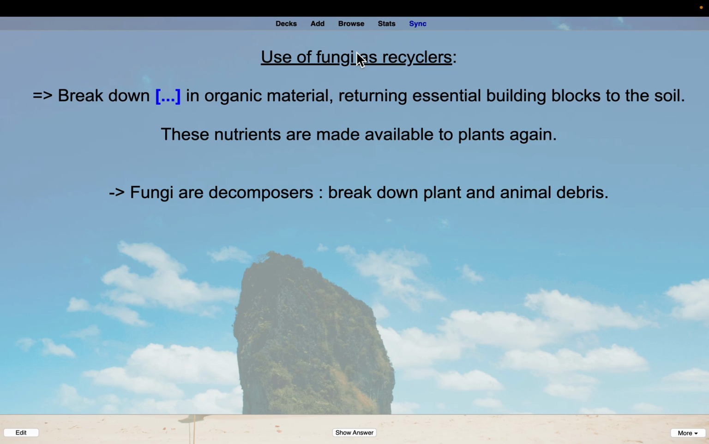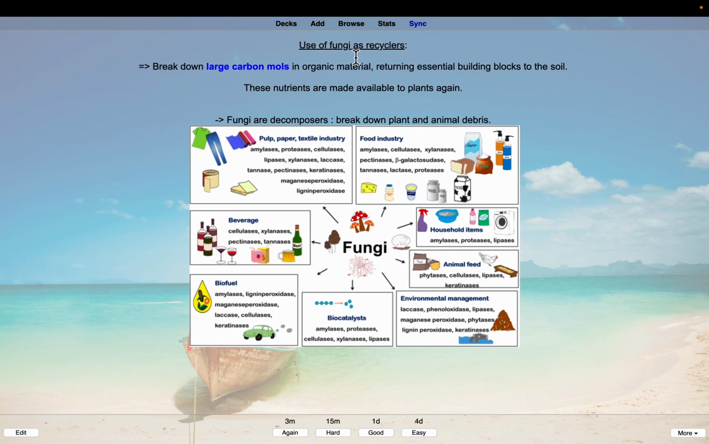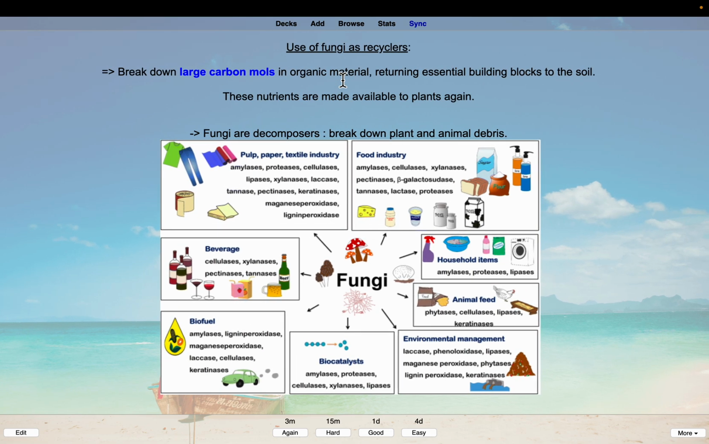So, the use of fungi as recyclers: they break down large carbon molecules in organic material. They return essential building blocks to the soil. These nutrients are made available to plants again. Fungi are decomposers, they break down plant and animal debris. So fungi have many uses, basically.